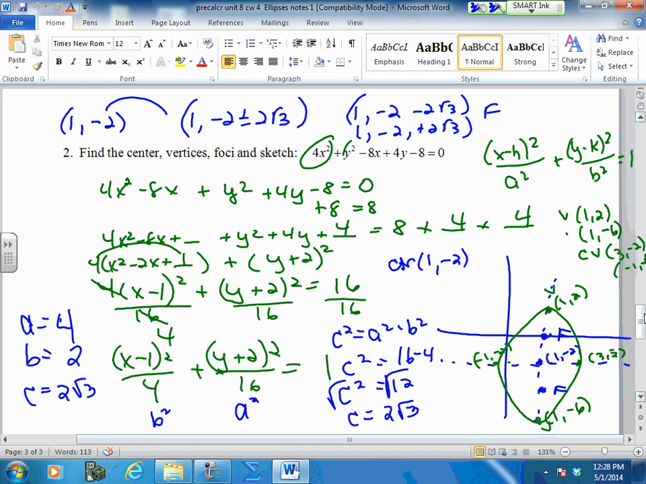Okay? So we had to complete the square. We actually had to complete 2 squares. Then we had to find all our a, b, and c. And one thing that I want you to be aware of: you see this formula, a squared minus b squared? It almost forces you to remember that a has to be the larger number, because I can't take the square root of a negative.